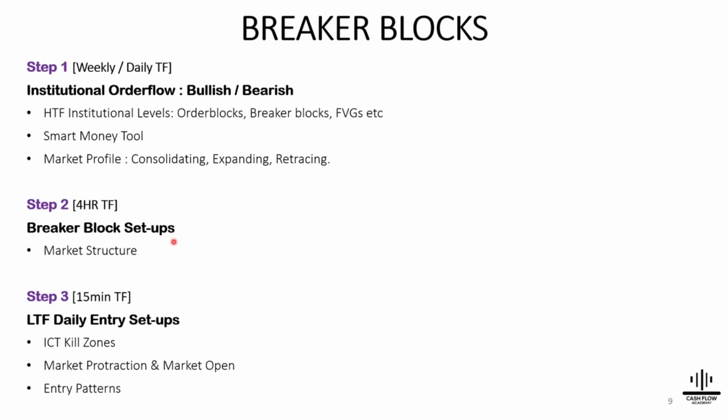So step 1, you're going to be looking at the weekly and daily time frame. What are you looking out for? You're looking out for the institutional order flow. Is it bullish or bearish? How do you determine if the order flow is bullish or bearish? There are 3 things you need to use. Institutional levels, this includes order blocks, breaker blocks, fair value gaps, etc. Then the second, you want to include the smart money tool, where you look for a correlated asset to see if there is any divergence in market movement.